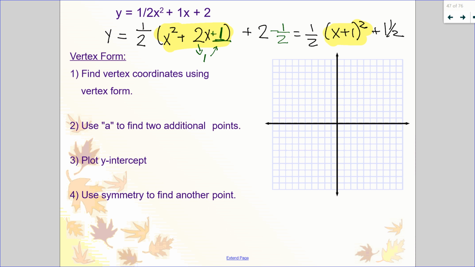Okay. So what is the vertex? It's 1 and 3/2. You're close. Would it be -1? Mm-hmm. So it's the opposite of the number by x, comma the y. So it's -1, 1 and 1/2. So I'll go ahead and graph that. -1, 1 and 1/2.